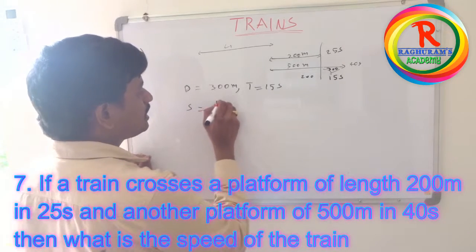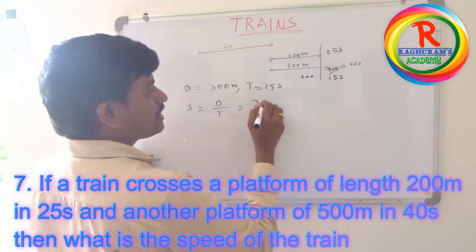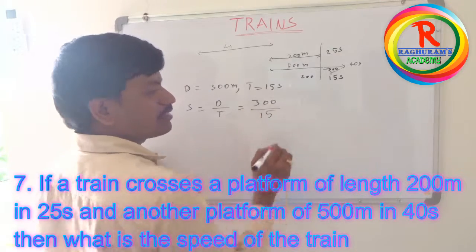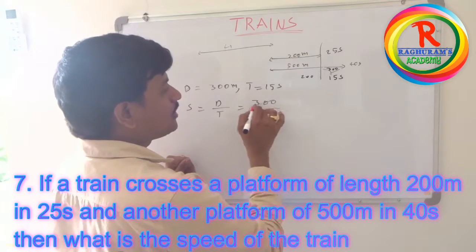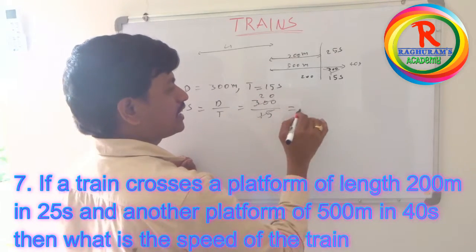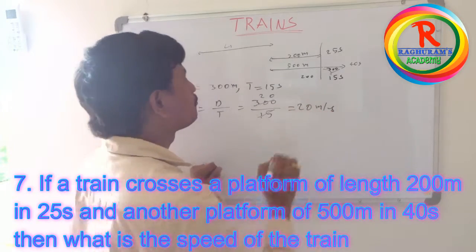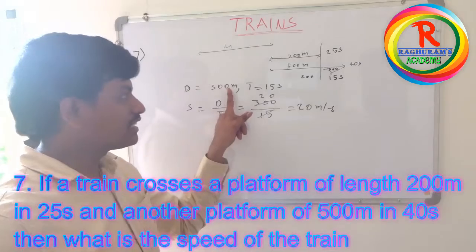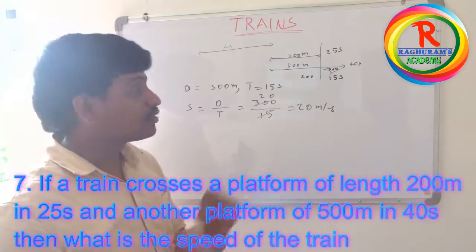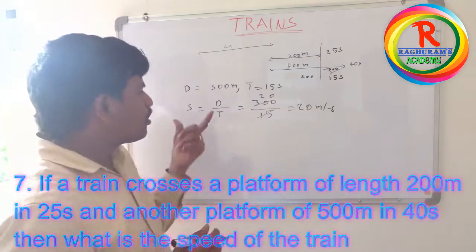Speed is nothing but distance by time. Distance is 300 and time is 15 seconds. 15 twos are 30, so 15 twenties are 300. So the speed is 20 meters per second, because the distance is in meters and time is in seconds. So we got the speed.